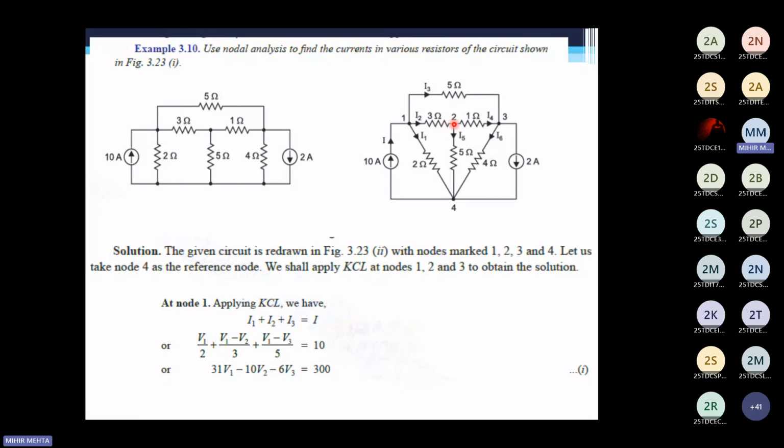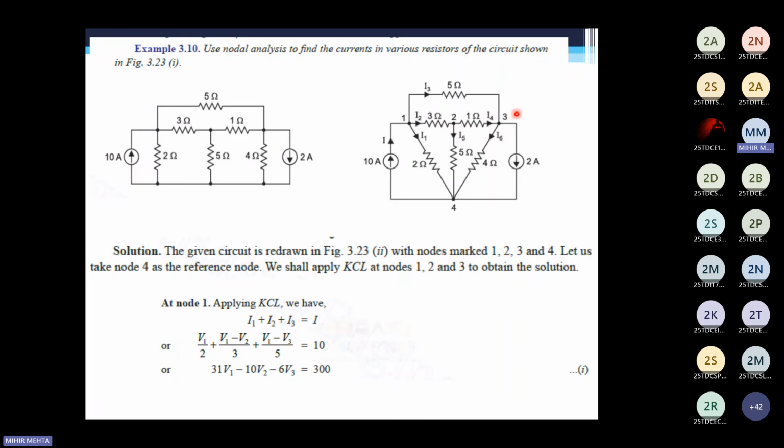So when we talk about node 2 as well, the current entering is I2, whereas the currents leaving the node are I4 and I5. So the current entering I2 would be V1 minus V2 by 3, since we know the direction of the current I2, plus the current leaving, that is I4 and I5. So I4 would be V2 minus V3 by 1 plus I5 would be V2 minus V4 by 5. Okay. So since you have three connections here at node 2, you'll get three terms in this particular equation.